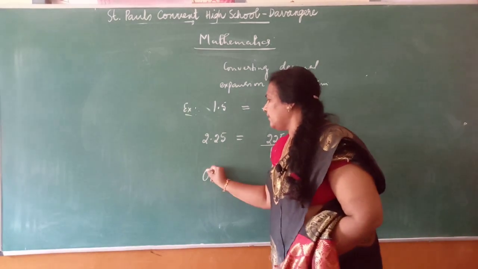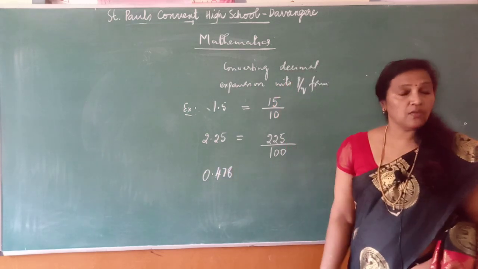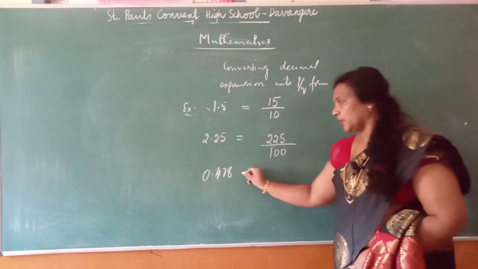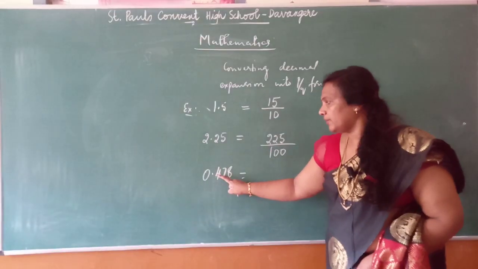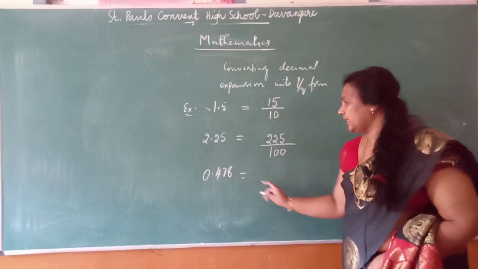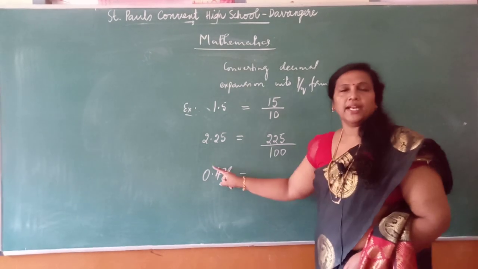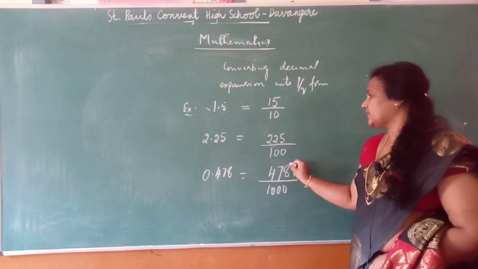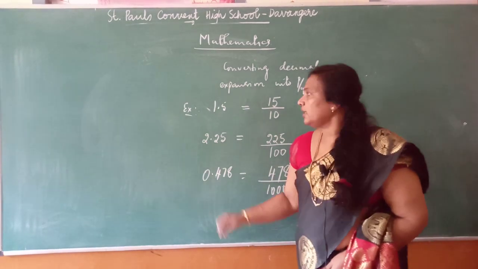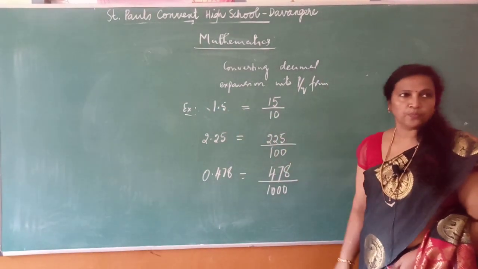For example, if it is 0.478, now tell me children, how shall I write in the p by q form? After the point, you will count the number of digits: 1, 2, 3. So 1000 in the denominator, and then you will write the number in the numerator, just as it is, 478. So you got how to write a decimal expansion in the form of p by q.